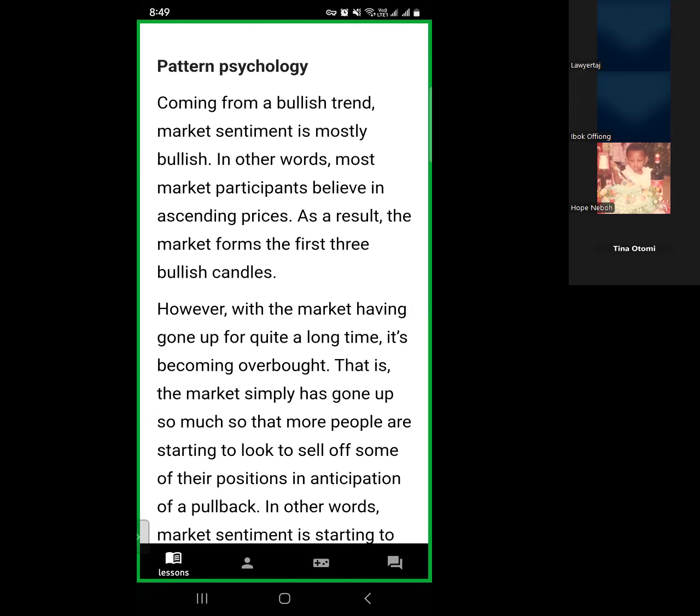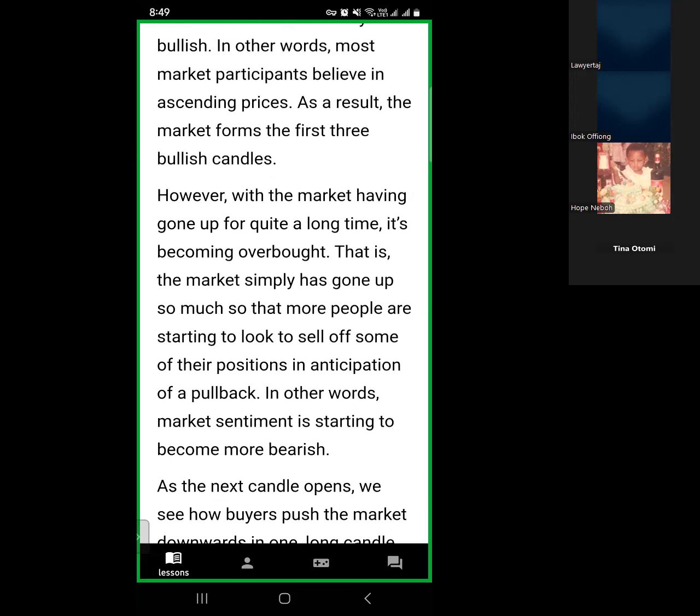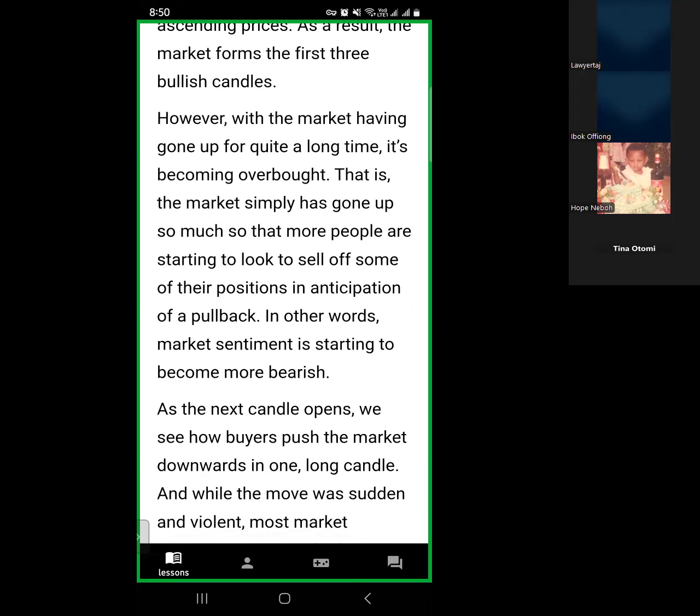Coming from a bullish trend, market sentiment is mostly bullish. In other words, most market participants believe in ascending prices. As a result, the market forms the first three bullish candles. However, with the market having gone up for quite a long time, it's becoming overbought.